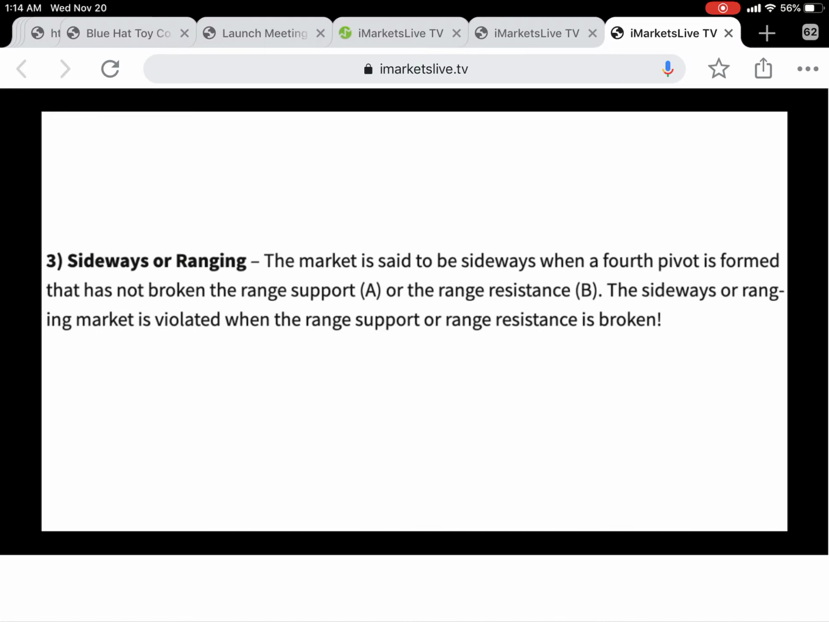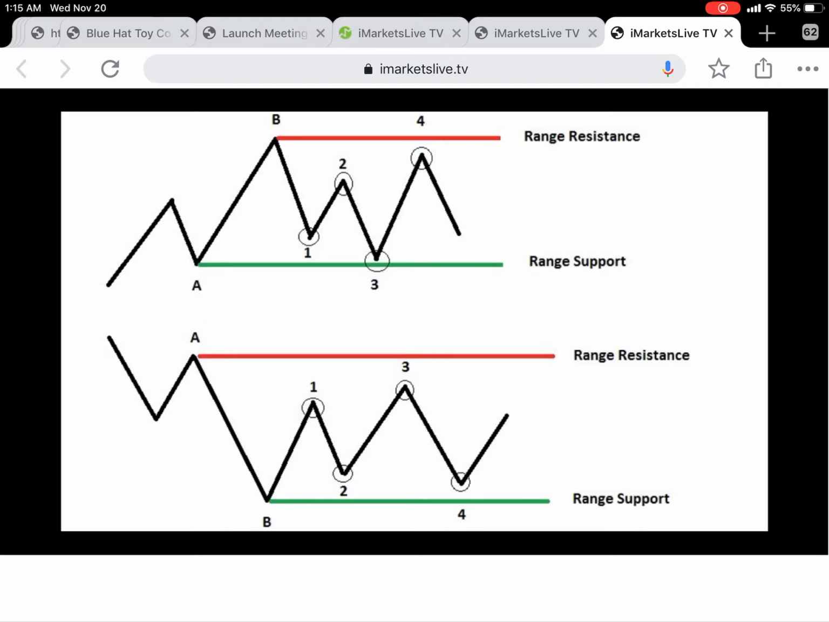Let's go. So a market is said to be sideways when a fourth pivot is formed that has not broken the range support. So when the range support has not been broken, and the range resistance has not been broken. Remember, when the market is in a range, it is going to create a high and a low. When the market fails to break the high, which is resistance, and fails to break the low, which is support, it's trading in a range.